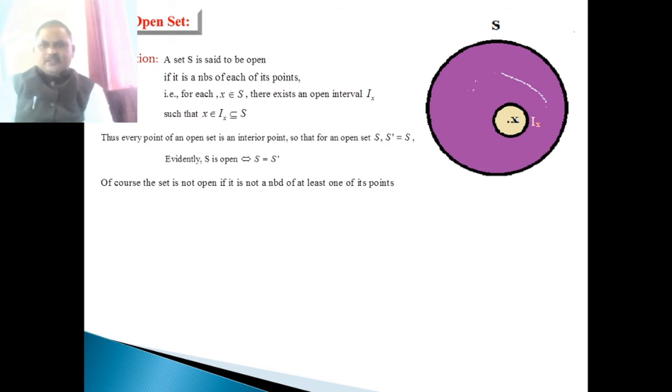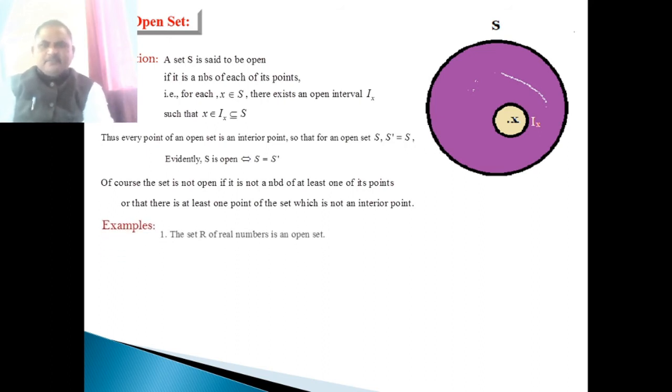Of course, a set is not open if it is not the neighborhood of at least one of its points. At least one, two, three or many. But if at least one of the points is not an interior point, then this set is not an open set. Or that there is at least one point of the set which is not an interior point.